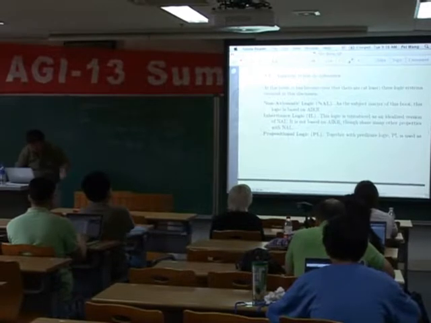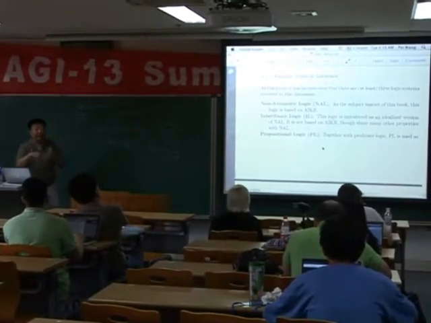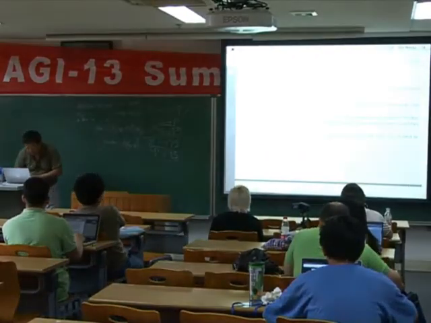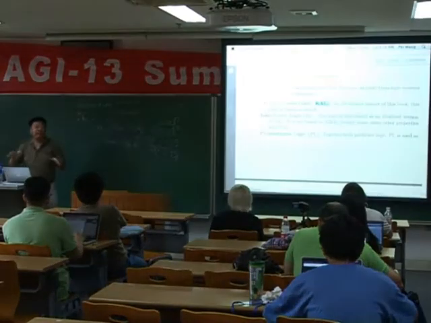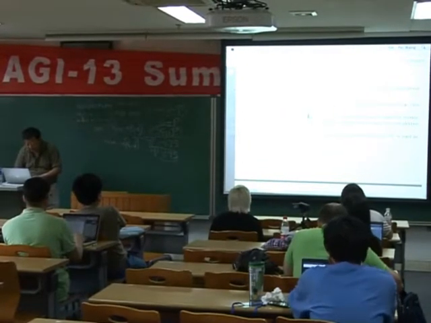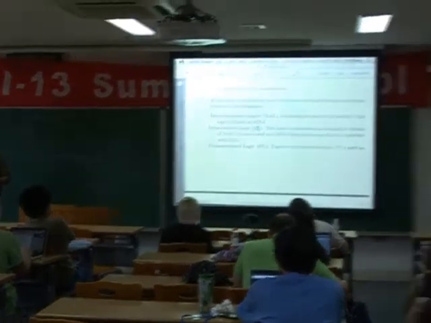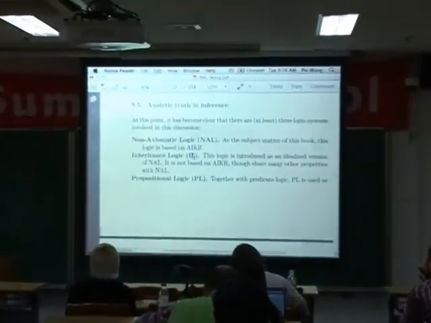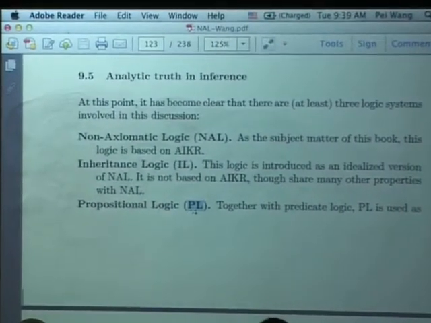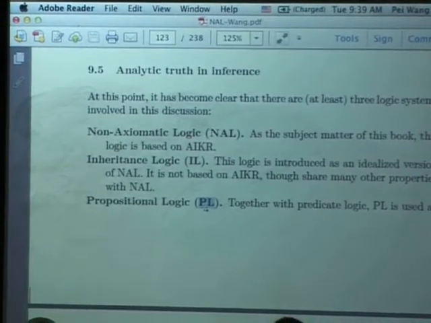You see, so far, we have discussed at least three logics involved. Okay? Non-axiomatic logic, that's the subject matter of the book. Okay? Then I also have an inheritance logic, which is the idealized version or the binary version of it. It's its foundation. And also, I have been using propositional logic all the time as a meta language. When I talk about the definitions and theorems, and so on, right?